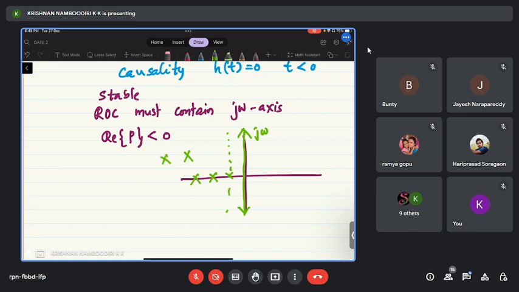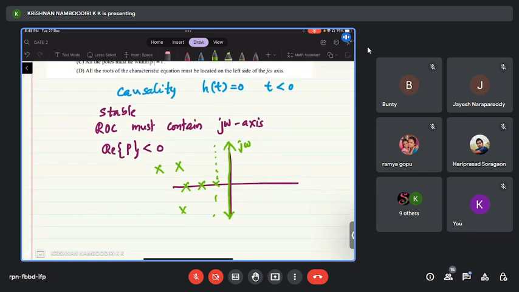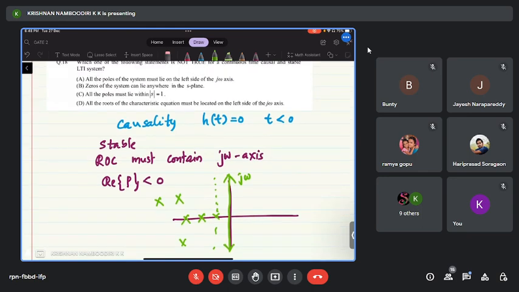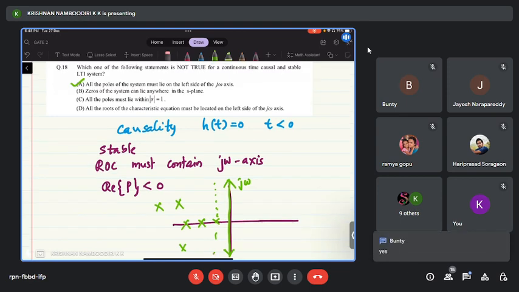That means all the poles must be on this left side. It can be anywhere, okay? It need not be a real number. It can be anywhere, but it must be on the left side of the j omega axis. Is that clear to everyone? Is that clear? So option A is true. It must be true.